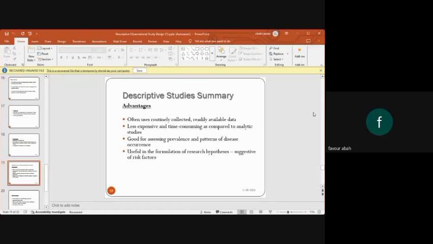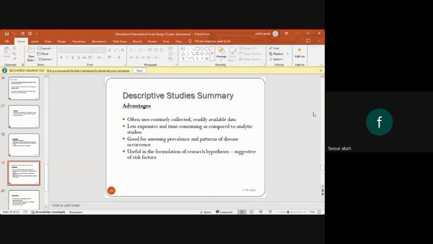Now it's deeper. There are lots of rules that guide your analytical studies that you must go by. And there are different kinds of analytical study, and it's interesting. When we begin to unfold it, you find it's fascinating to learn these things and be able to apply them to your research. That's the beauty. It's also good for assessing prevalence and patterns of disease occurrence.